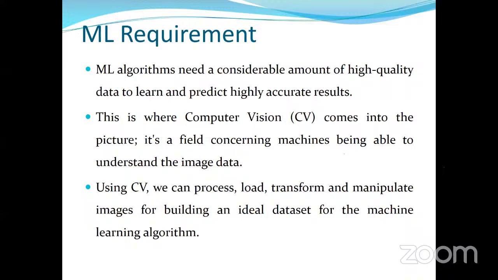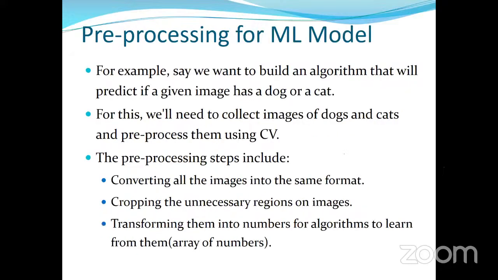This field is able to understand image data. Computer vision helps you understand the image data better, so we can process, transform, and manipulate images. So far we have seen some algorithms, and we can use those tools and algorithms to transform the image and give better quality image input to the ML algorithms. We have to convert all the images to the same format, whether TIFF, GIF, or PNG. We have to crop the unnecessary regions of the images and transform them into numbers for the algorithms. We extract the data and give it as an array of numbers. That's why we pre-process them using computer vision.